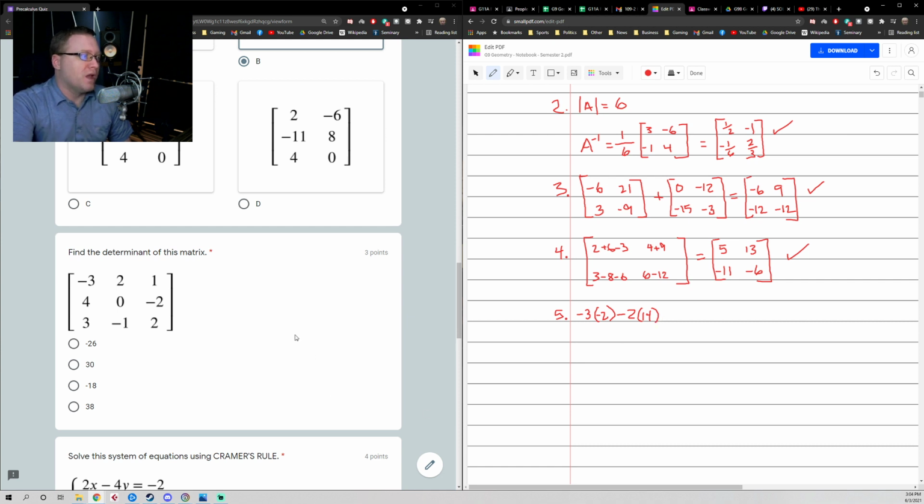Okay? And then finally, we're going to plus. Remember, it's plus minus plus. It's plus, and this is a negative, so it's a negative 2, and then plus 1 times. And we're going to cross this row out, this column out. So we have 4 times -1, which is -4, minus 0 times 3, which is 0. So -4 minus 0 is -4. So this is -4.